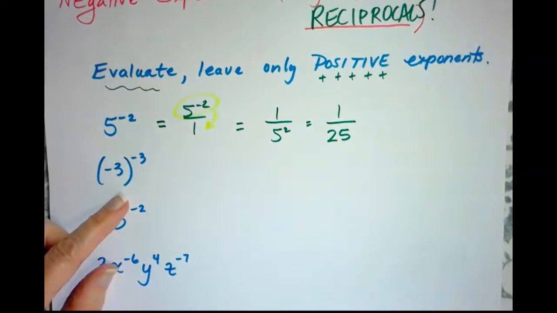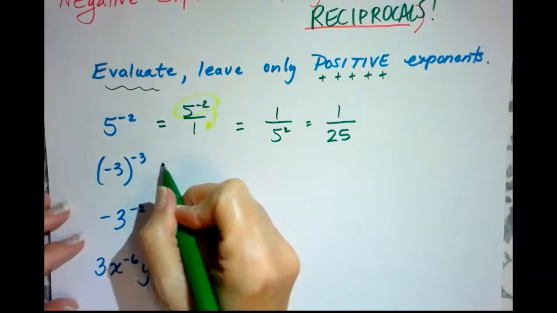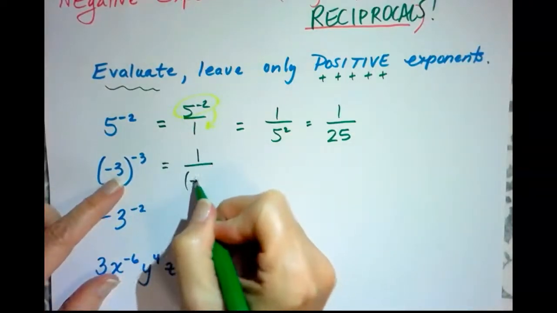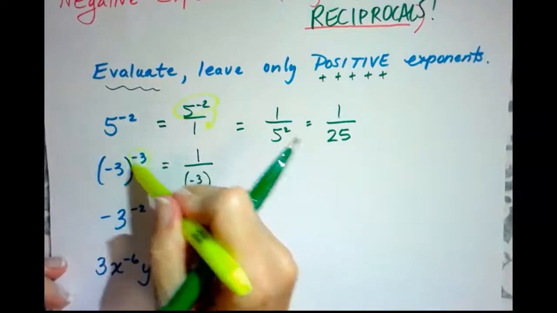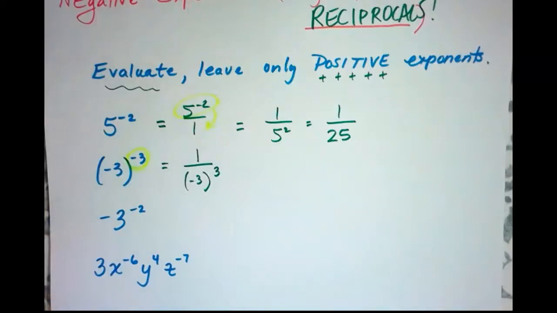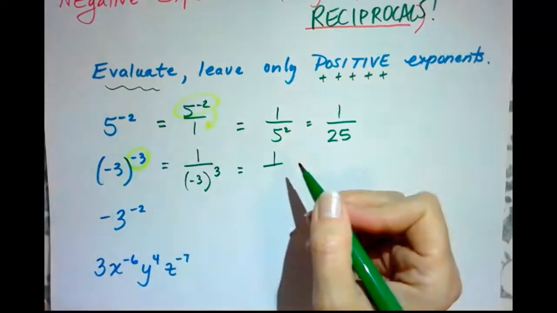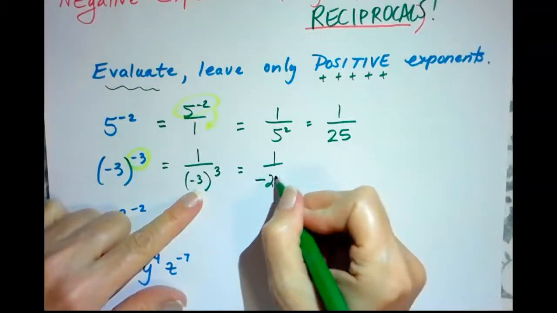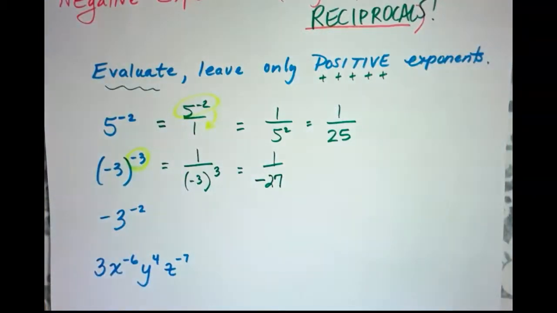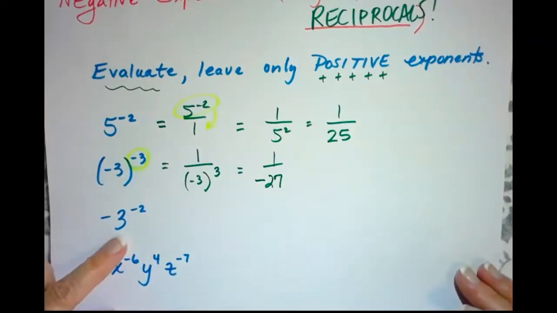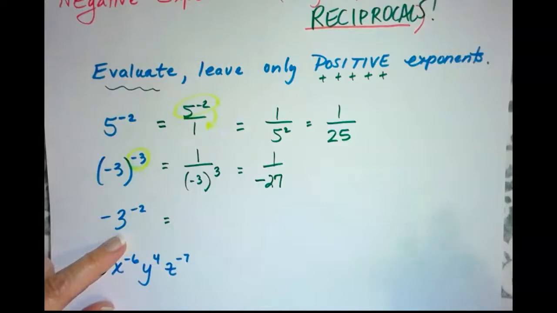Here we have the quantity negative 3 to the negative third power. Now I'm going to keep that negative 3 nice and snugly and warm inside of those parentheses. The only thing that's going to change here is that negative exponent. It flips to the bottom and becomes positive. So we have 1 over negative 3 times negative 3 times negative 3, which is negative 27. 1 over negative 27.